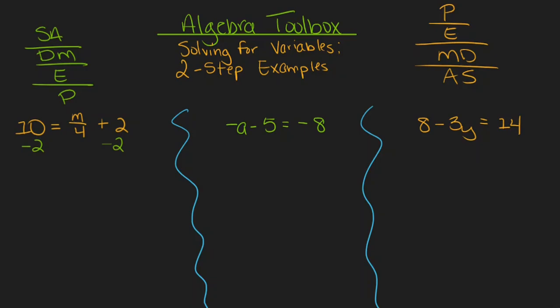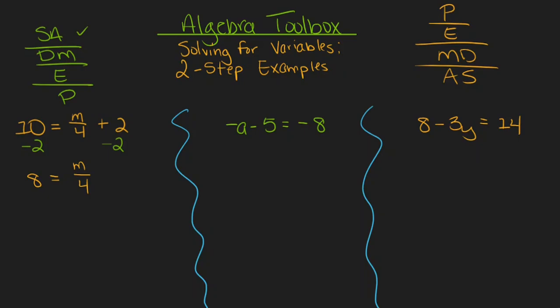On the left side, 10 minus 2 is 8. And on the right side, the plus 2 and minus 2 will cancel each other out and leave us with just m over 4. Now I've completed all the addition and subtraction relationships in this equation, so I can move on to multiplication and division.